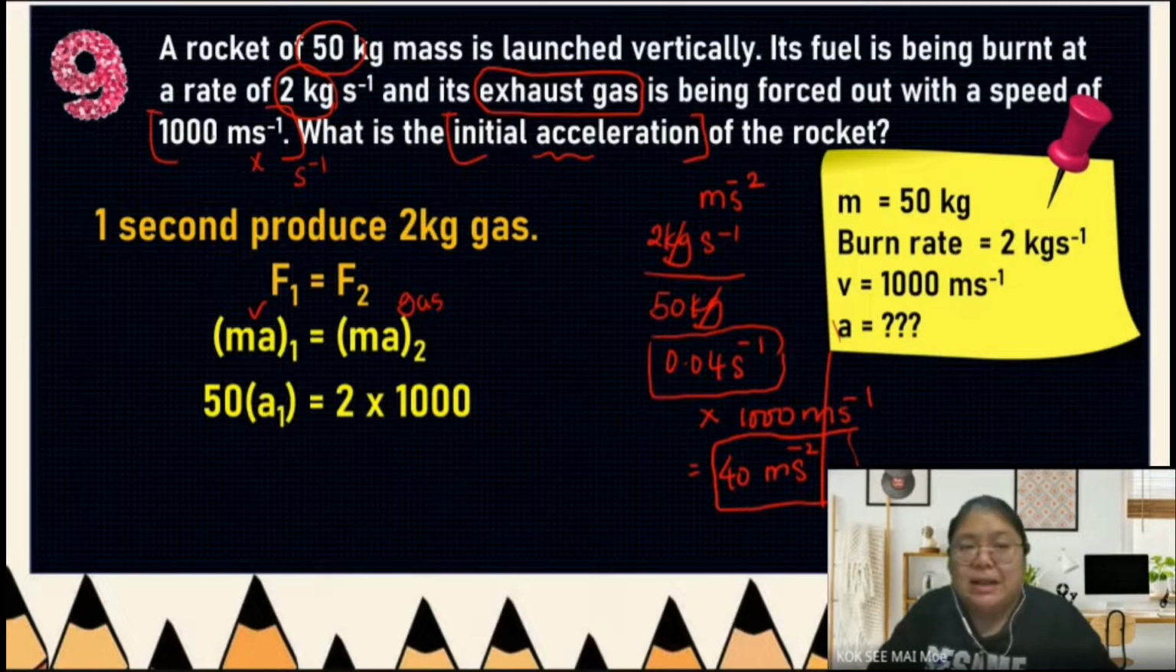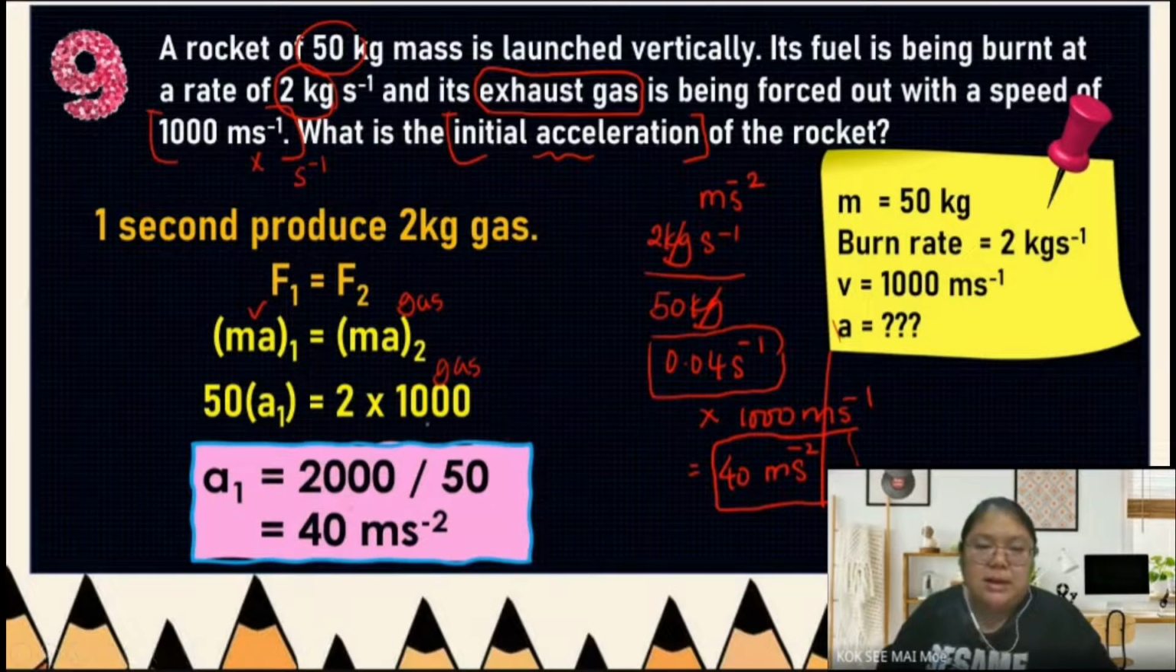The A is get from the 1,000. After that, because this one unit is a -1, I multiply so they become MA, become force. Okay, gaseous force. So finally, how I find the A1, I just put in all the calculation, then I get it: 2,000 divided by 50. So the acceleration for the initial rocket is 40 ms -2.